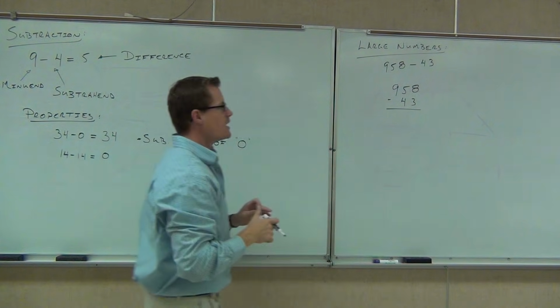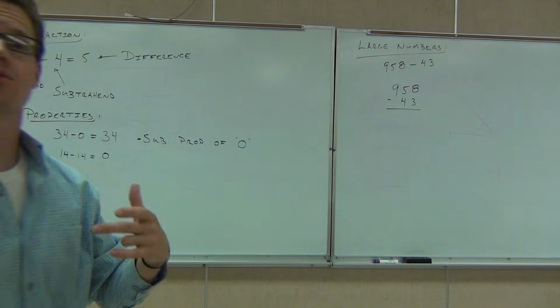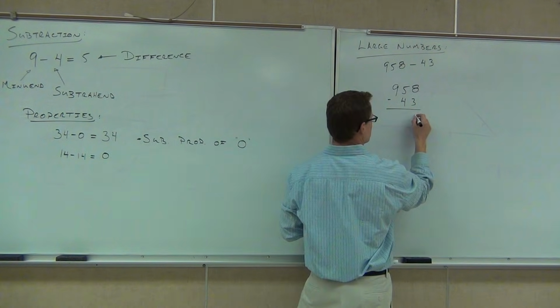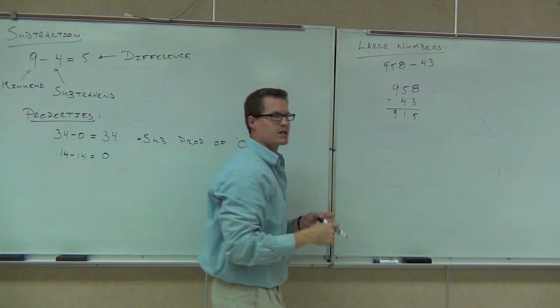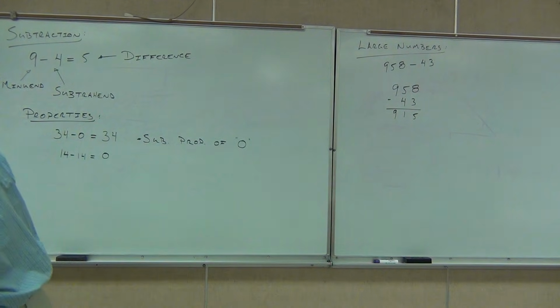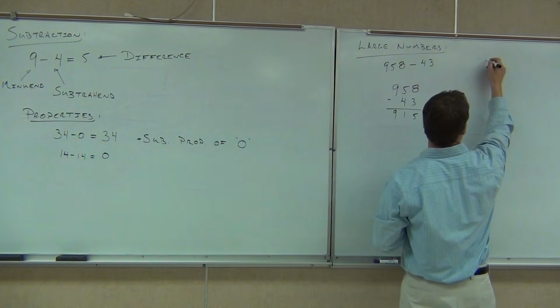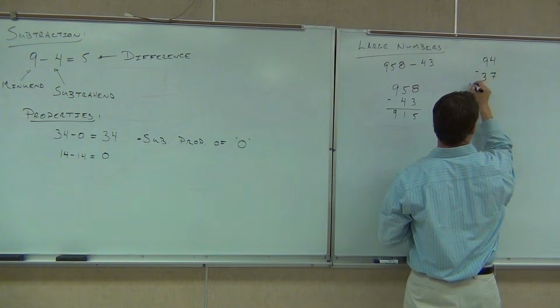We are subtracting. Now we're just going to subtract digit by digit, place value by place value, like we did for addition. So how many ones are we going to be left with here? 5. How many tens? 1. Hundreds? 9. Good. Nothing subtracted from there. We get 915. Are there cases where this doesn't work out exactly the way we want it to? For instance, what about 9437?